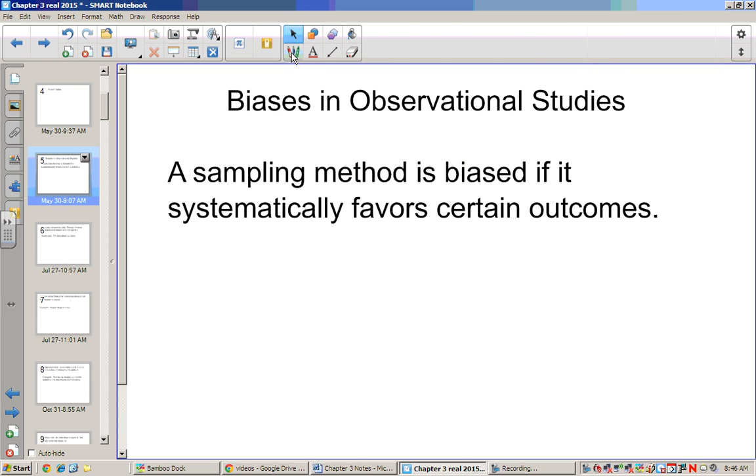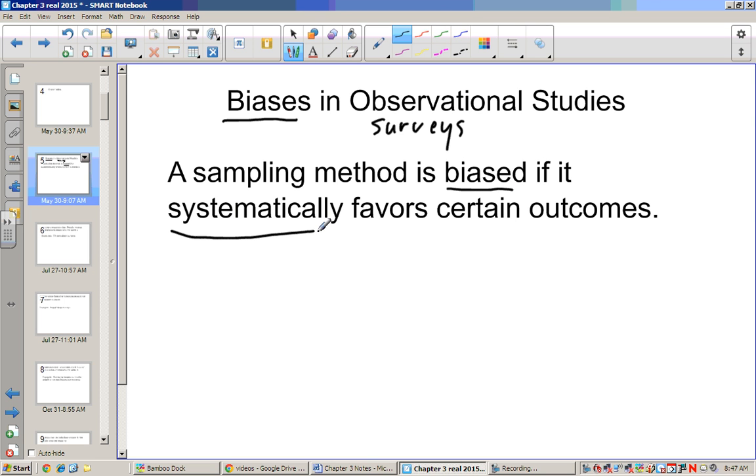Today we're going to be talking about bias in observational studies, and specifically, we're mostly talking about surveys here. A sampling method is considered biased if it systematically favors certain outcomes. So this means that the results that you get aren't necessarily representative of the entire population. This does not have to be done intentionally.